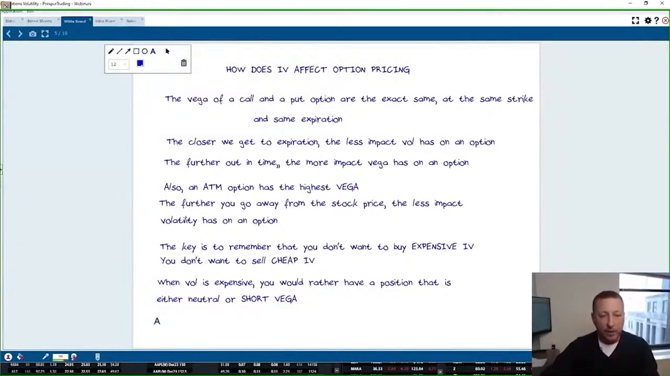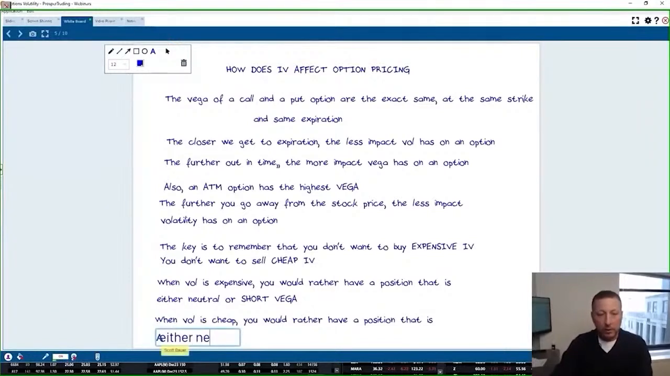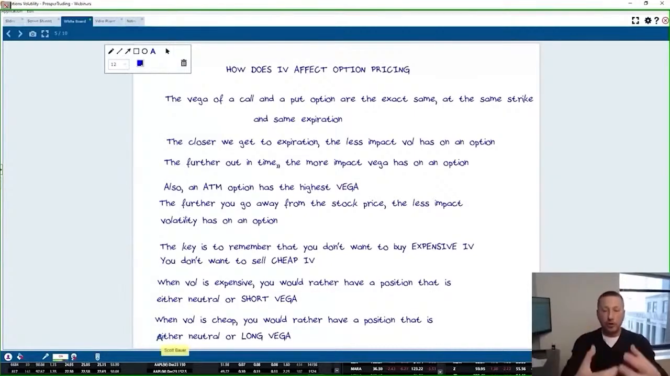And when vol is cheap, you would rather have a position that is either neutral or long Vega. Long meaning you've bought options, you've bought volatility, because the likelihood is if you're buying volatility when it's at the bottom of the range, it's going up. So that is kind of a beginner's introduction into implied volatility.